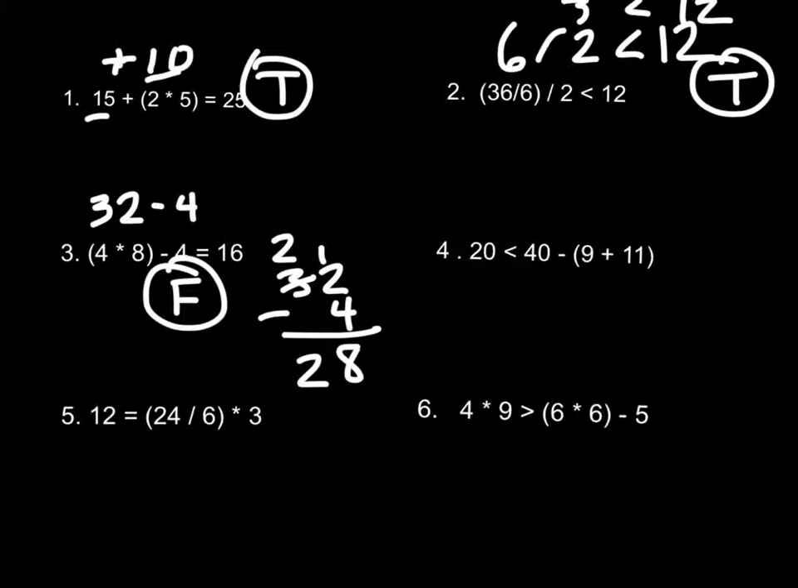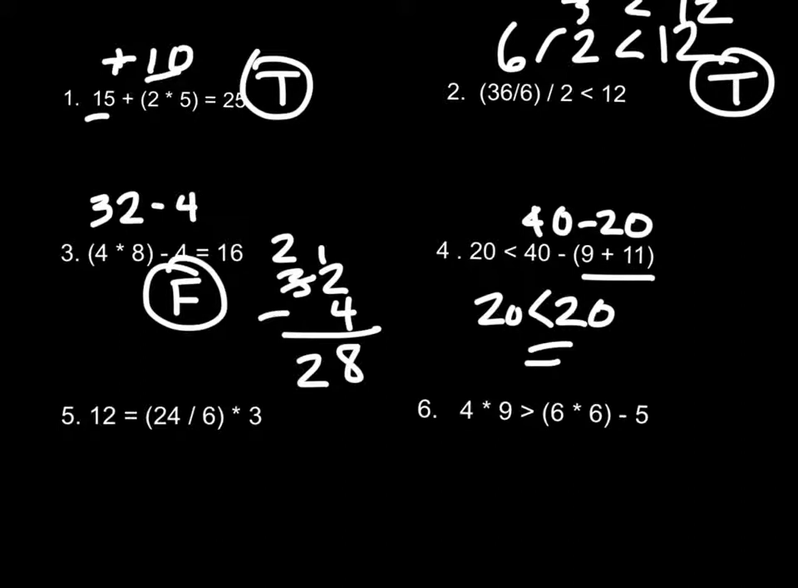Notice here, 20 is less than 40 minus 9 plus 11. In order for me to solve this problem, I must first solve the equation that's inside the parentheses. 9 plus 11 is 20. Then go ahead and solve. 40 minus 20 is 20, and 20 is not less than 20. It is equal to. So this problem is false.